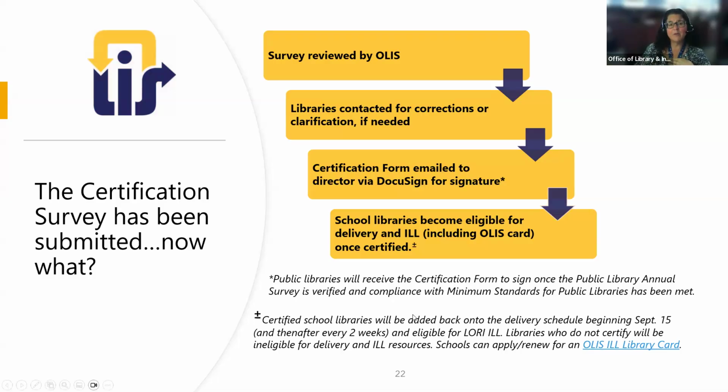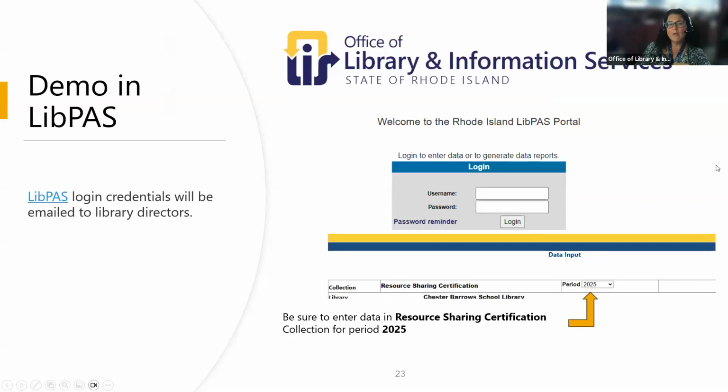And that also means that schools will then be eligible for interlibrary loan at the time they're eligible for delivery, and that includes the OLIS library cards that they can use to request materials from public libraries. And all of that information is communicated to libraries once you're at that point.